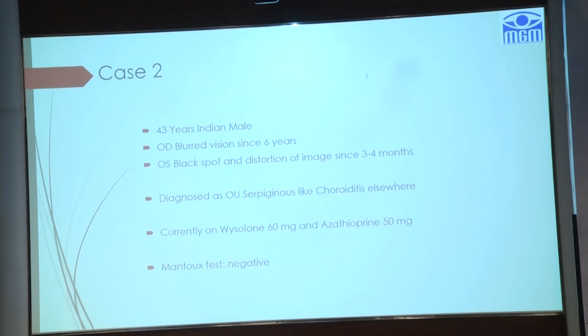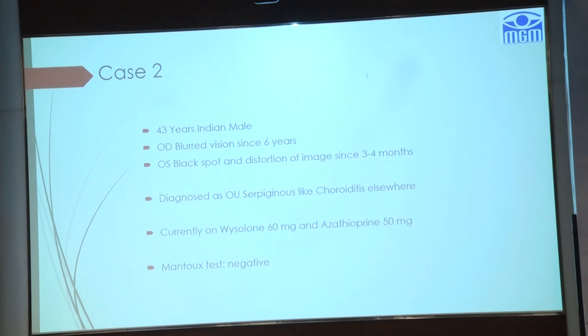This is the second case. I think Dr. Samindra is doing this case. He is a banker, a bank manager, a 43-year-old male, and he had blurred vision in right eye since 6 years, and recently he had a black spot and distortion of images since 3 to 4 months. He was diagnosed as serpiginous-like choroiditis. When he presented, he was on oral steroid 60 mg and azathioprine 50 mg.